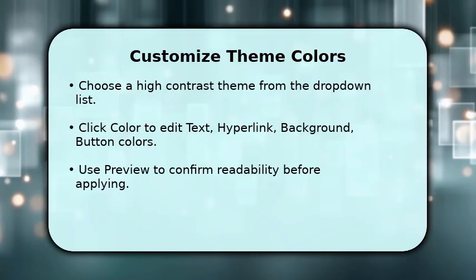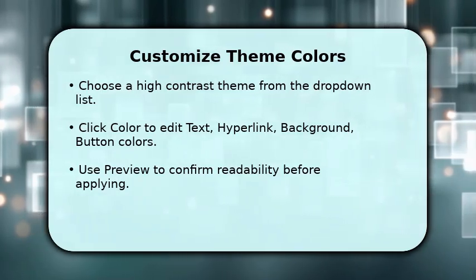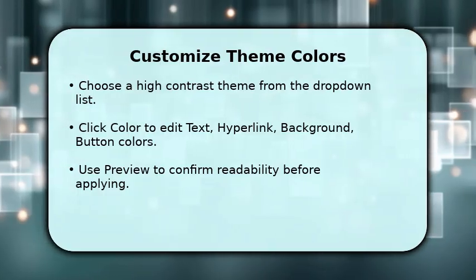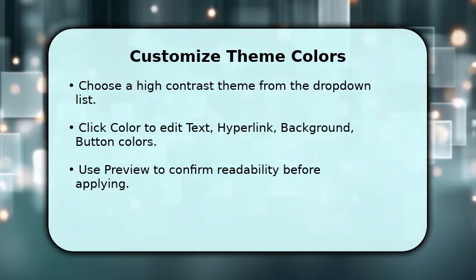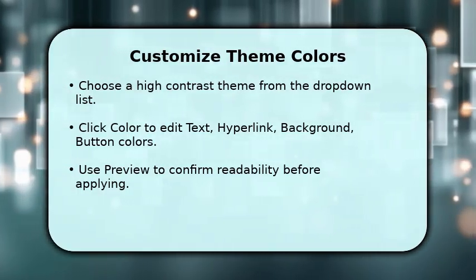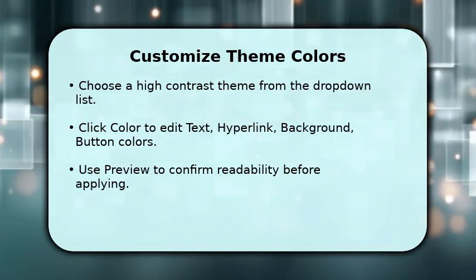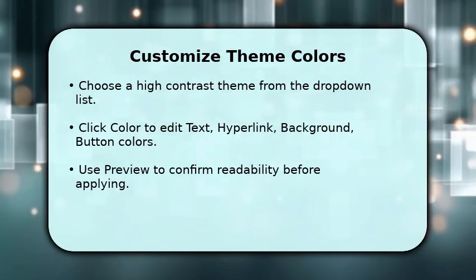Select a high contrast preset as a baseline, then click Color to edit text, hyperlink, background, and button colors. This is where you control contrast ratios. Pick bright foregrounds and dark backgrounds or vice versa. Higher difference increases readability. Use the preview pane to inspect common UI elements.